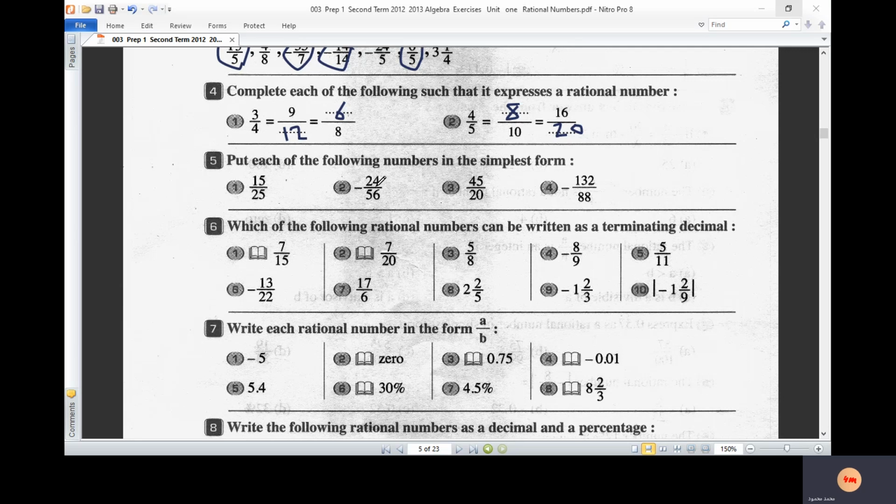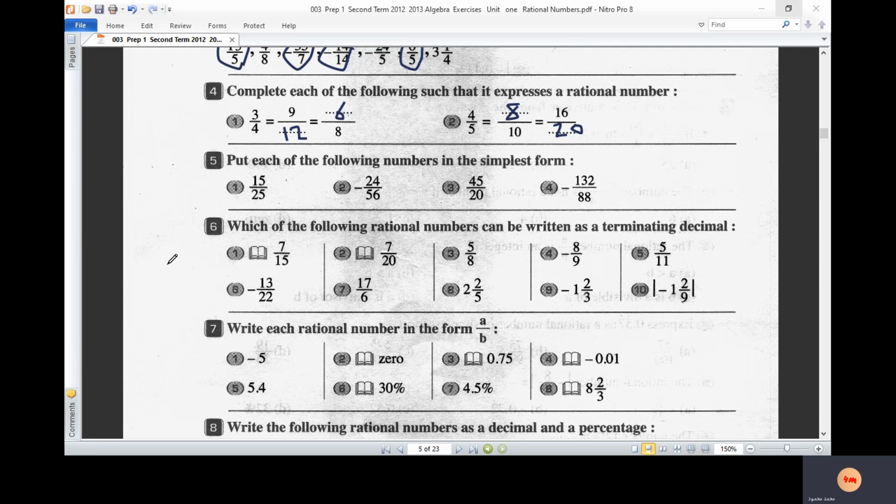7 over 20. You can make the denominator 100 by multiplying by 5, it will be 35 over 100. So it will be 0.35.